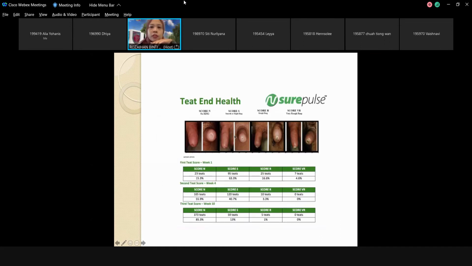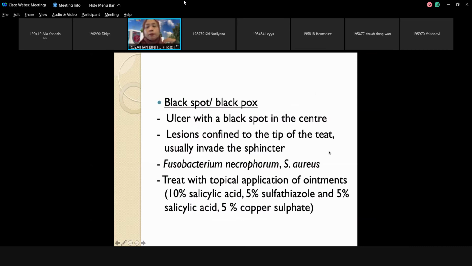Okay. So this is just to show you an example of a teat. Okay, how does it look? If there's no ring, it should be like this. So if there's hyperkeratosis, hypertrophy of the teat orifice, it would look like this. Okay, so of course this would affect the milking.